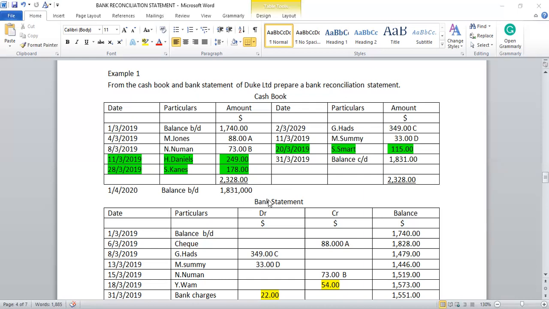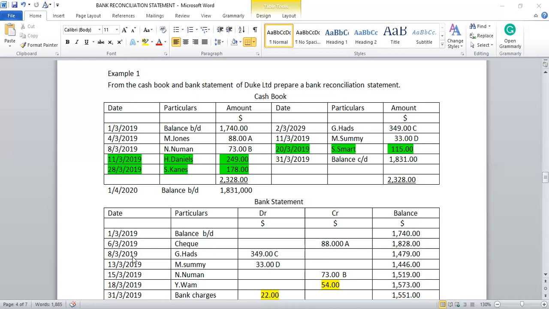$1,831. Now, when we come to the bank statement, this is how the bank statement looks. It has the date, particulars, debit, credit, and the balance. So 1st March 2019, balance brought down, $1,740. 6th March 2019, particulars cheque. We have the credit side, $88. So the balance is now $1,828. It has been $1,740, and $88 has been added to make it $1,828.